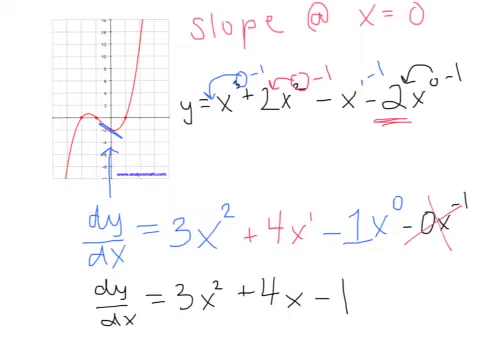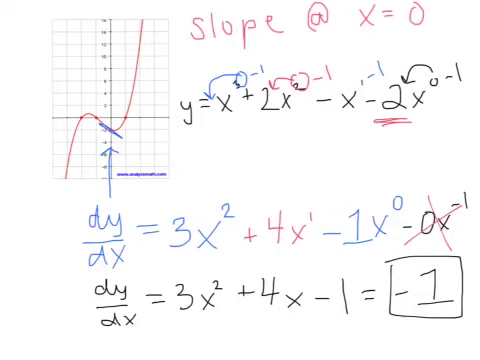So that means we could plug in any x value. In this case, they want x equals 0. So we're going to plug in x equals 0 to each of these, and then you can see 3 times 0 is 0, plus 4 times 0 is 0, and you get minus 1. So our slope is -1. So that's our answer. The derivative is -1.